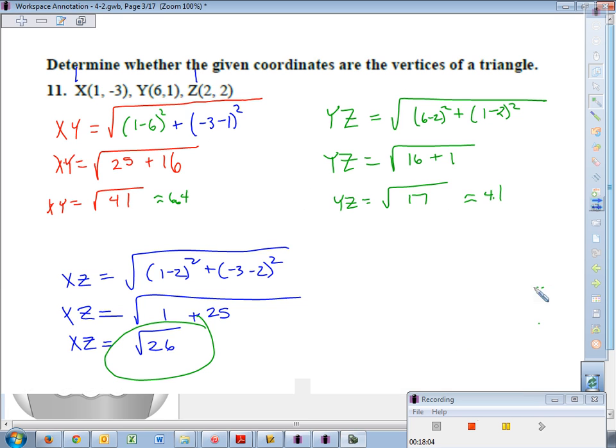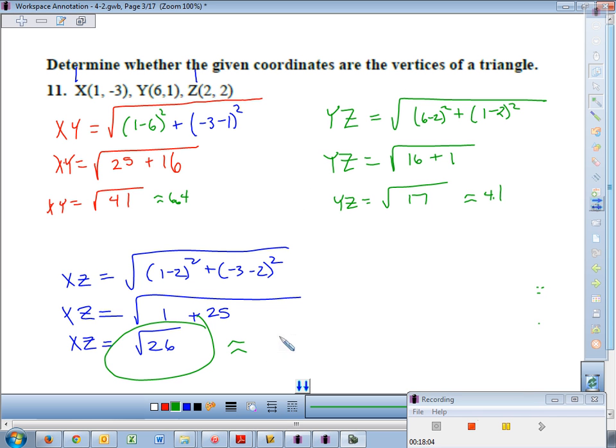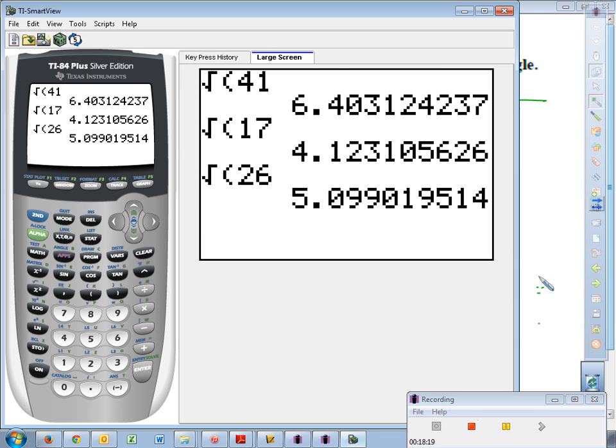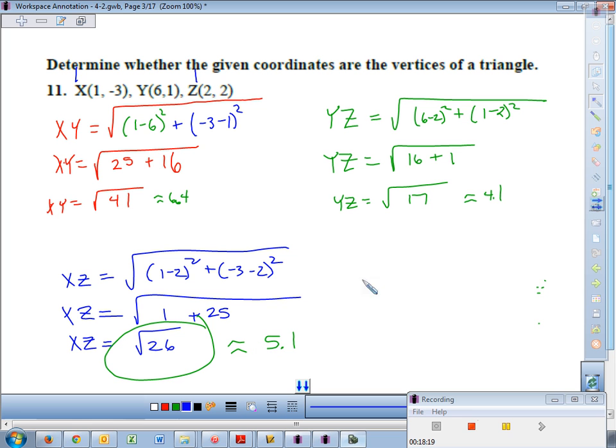Like 5 point what? 5.1? Now, let's see. Is the two smallest sides of 5.1 plus 4.1 greater than 6.4? We had to approximate, correct? What's 5.1 plus 4.1? 9.2 greater than 6.4? Yes or no? So if we plotted those 3 points, we could connect the dots and make a triangle out of them.